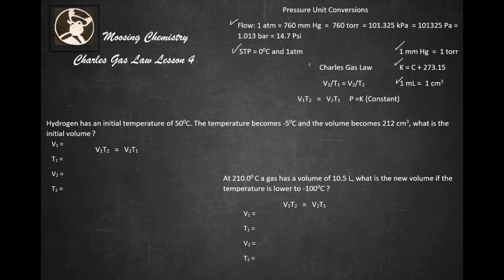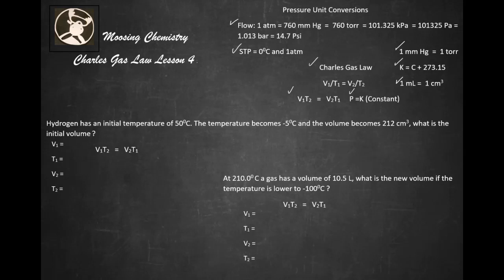Charles' law is known as V1 over T1 equals V2 over T2, but more easily put, V1 T2 equals V2 T1. And pressure is the constant under Charles' law. Okay, let's go ahead and do this.